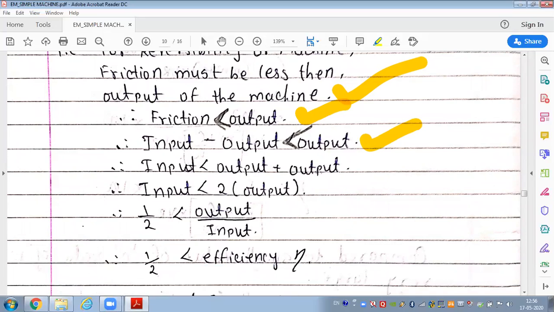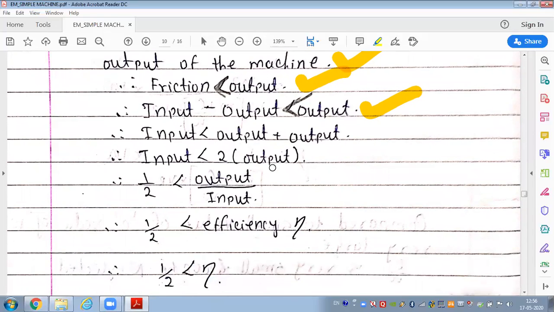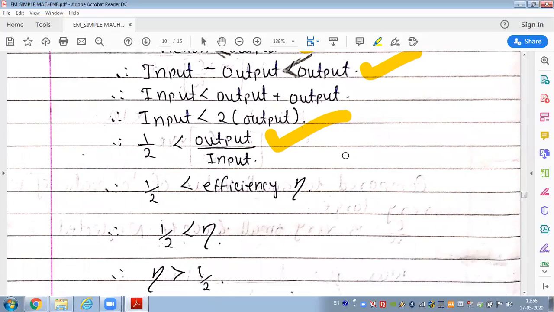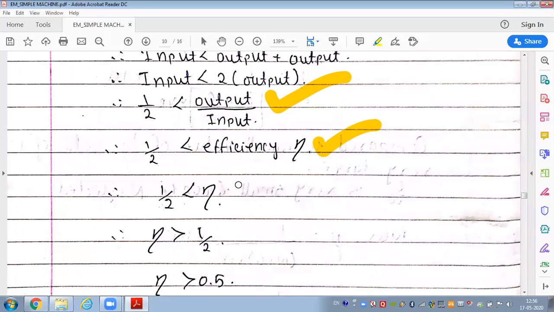Now, what is input? Input is less than output plus output. Here, there are two outputs. So first output plus second output is given by 2 times output. So 1 by 2 is given by output upon input. Output upon input is the definition of efficiency. So put this value here: 1 by 2 is less than efficiency.